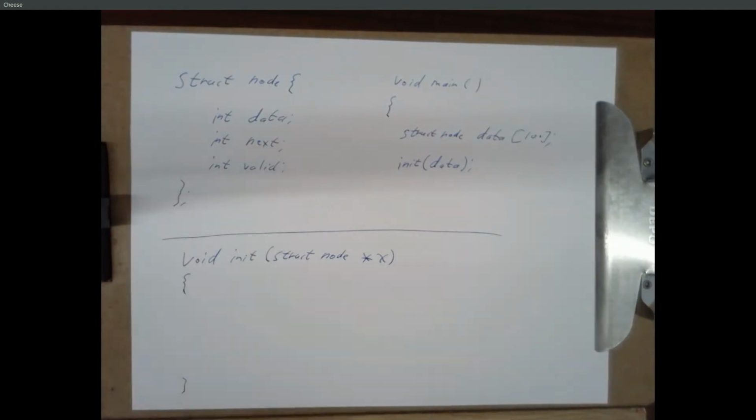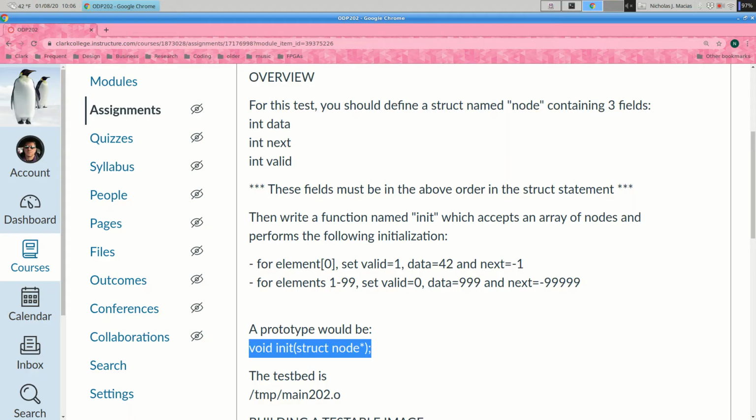And this function is supposed to do something to the elements of this array. So what does init do? It does the following things. It sets element 0 to have the following values: valid equals 1, data equals 42, next equals -1. And then it runs a loop to set elements 1 through 99 with the following values: valid equals 0, data equals 999, next equals negative 99,999. There's no particular reason for doing this other than I'm asking you to do it.